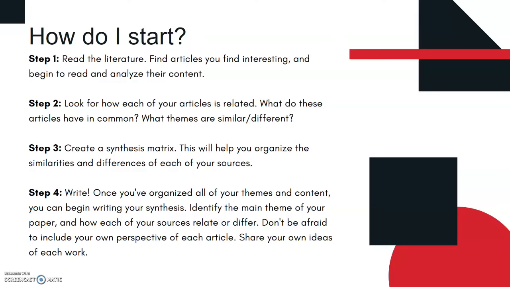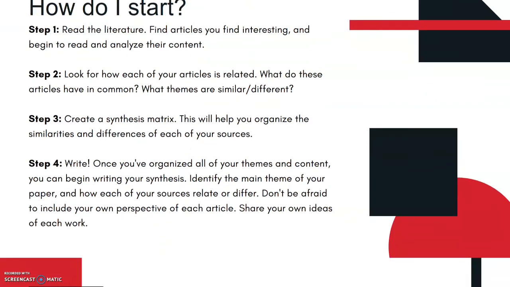Next, it's time to organize. Create a synthesis matrix and determine the sub-themes throughout. Take down important notes you'll want to remember about that article and how it may overlap with the others. Once you've found your sub-themes or topics, you'll want to determine the main theme of your paper, the umbrella that all these articles follow under. Then you can begin to write. Remember to share your own perspectives and ideas throughout.